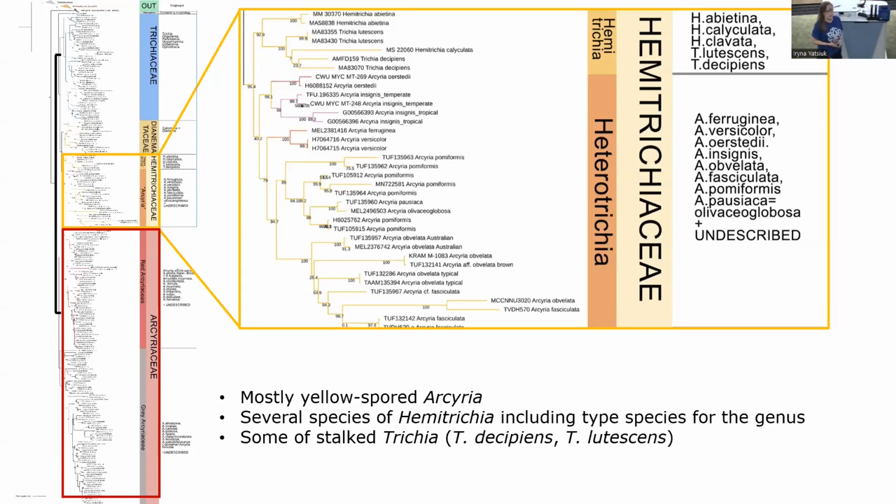That is what Ivan treated as Arcyriaceae sensu lato, but of course, as he mentioned, it is another branch. And we propose that it become another family. Since it contains the type species of Hemitrichia, Hemitrichia clavata, it might be a good candidate for a family Hemitrichiaceae.